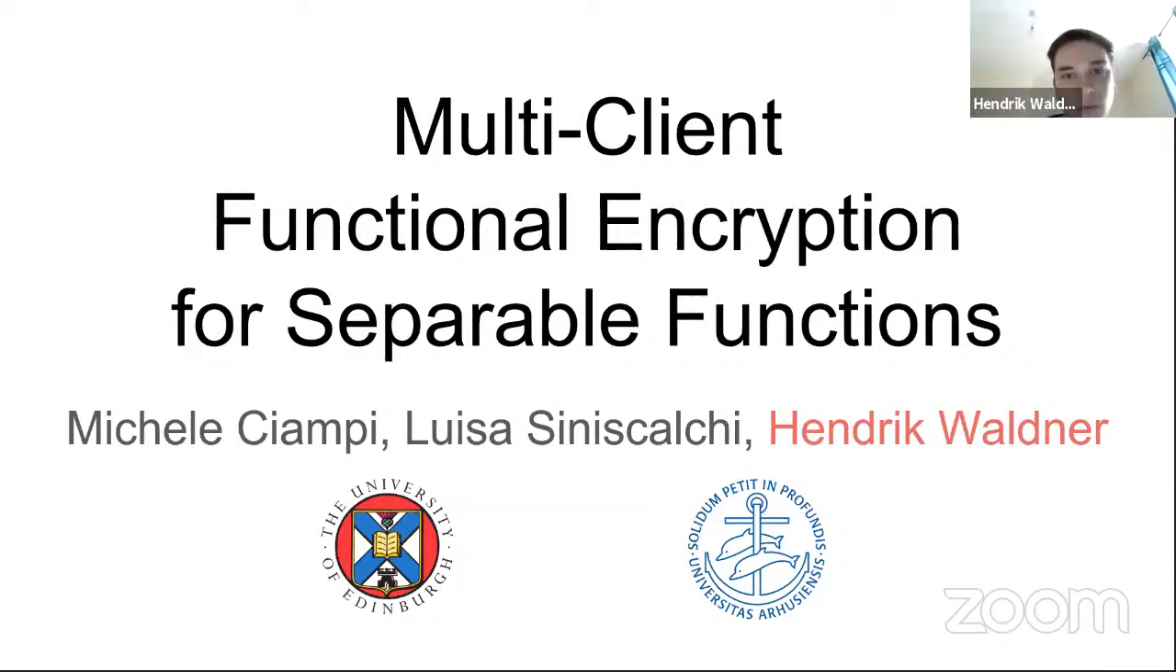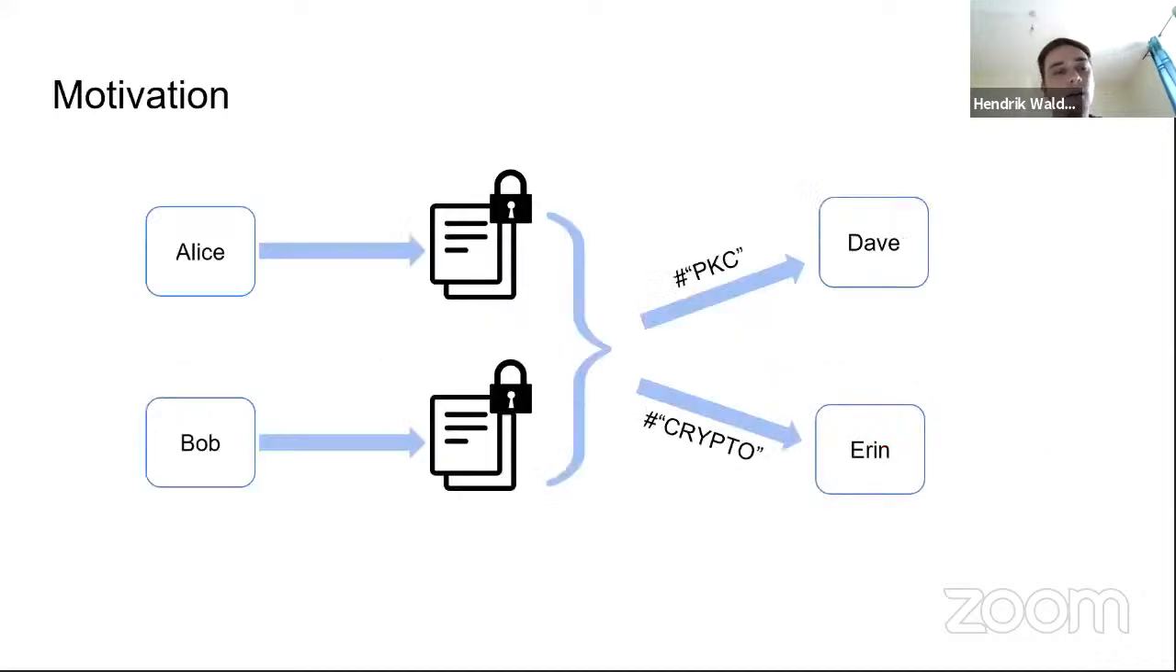Thanks for the introduction. This talk is about multi-client functional encryption for separable functions, joint work with Michele Campi and Luisa Siniscalchi. In this work, we consider the setting where we have different parties that provide encrypted documents. So we have Alice and Bob, and both of them provide some encrypted documents. Now we want to allow Dave and Aaron to do some analysis over these documents. Dave wants to learn how many times the word PKC occurs in both of these documents. And Aaron wants to learn how many times the word crypto appears in both of these documents.